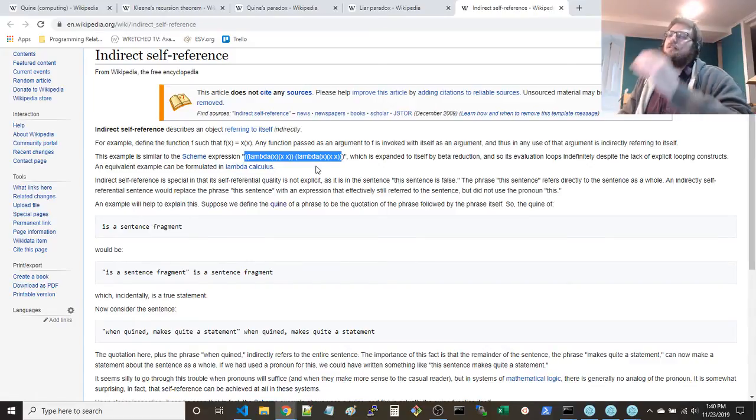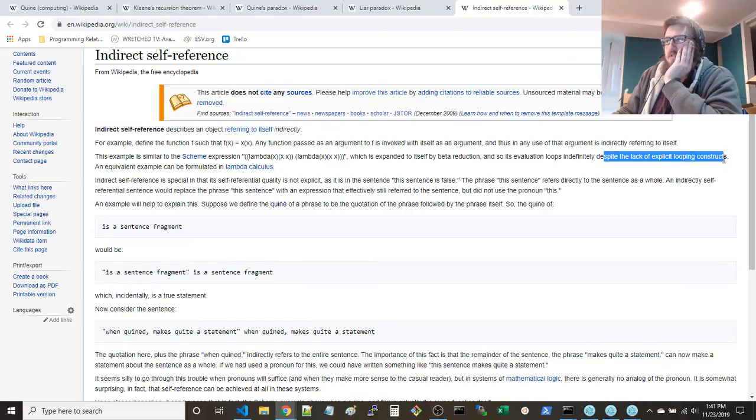It is expanded to itself by beta reduction, since evaluation loops indefinitely despite the lack of explicitly looping. Constructs equivalent can be formulated in lambda calculus. I don't know if this is actually the lambda Y combinator.